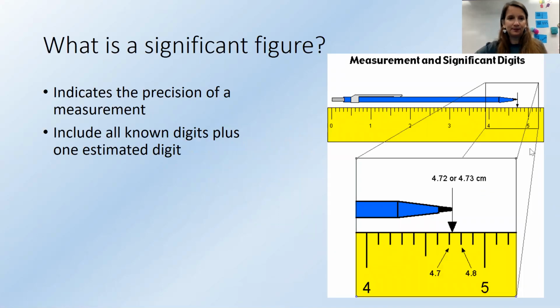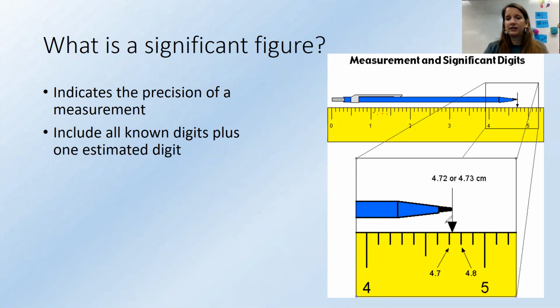So first off, what is a significant figure? Well, a significant figure is talking about how precise the measuring device is. The more precise the measuring device, the better and more digits we can get to express the value of that particular measurement. So you can see here that we have a measuring tool and that each of these little tick marks represents an increase of a tenth.